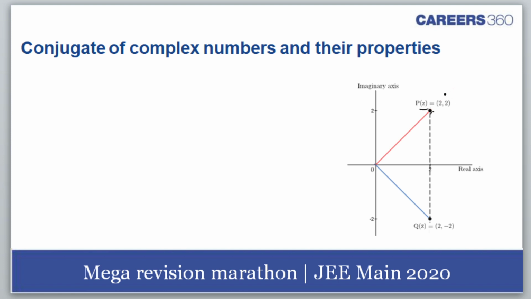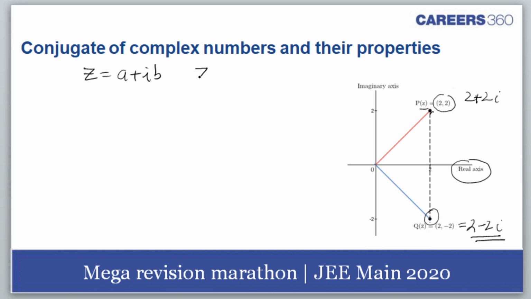Okay, conjugate of a complex number. Suppose z is (2, 2), that is 2 + 2i. Then the conjugate of the complex number is the reflection of the complex number in the real axis. That means that would be 2 − 2i. Suppose z is a + ib, then the conjugate is represented by z bar, and that is a − ib. We multiply the imaginary part by minus.